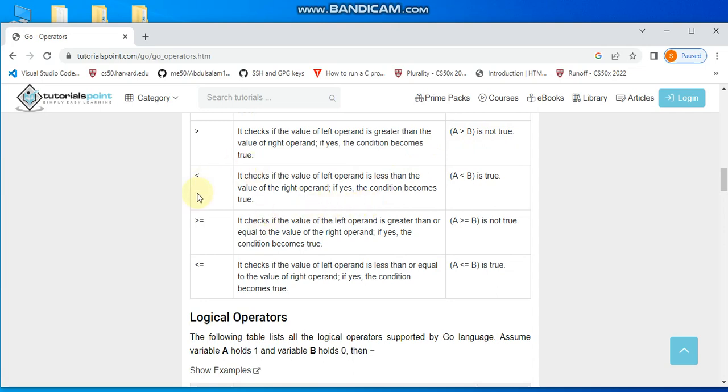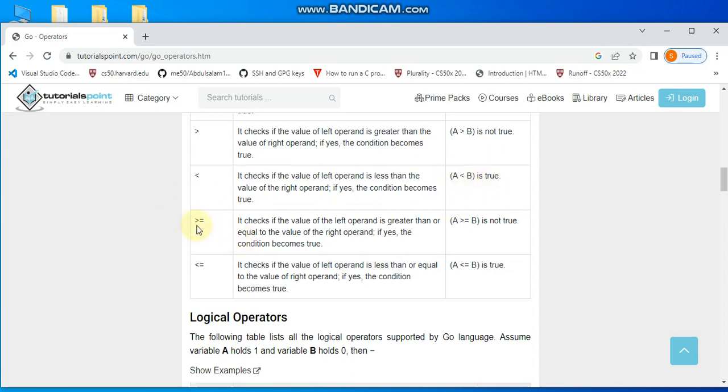So here is less than. It checks if the value of the left operand is less than the value of the right operand. If yes, the condition becomes true. So if 10 is less than 20, yes, that is true. So that is returning true.